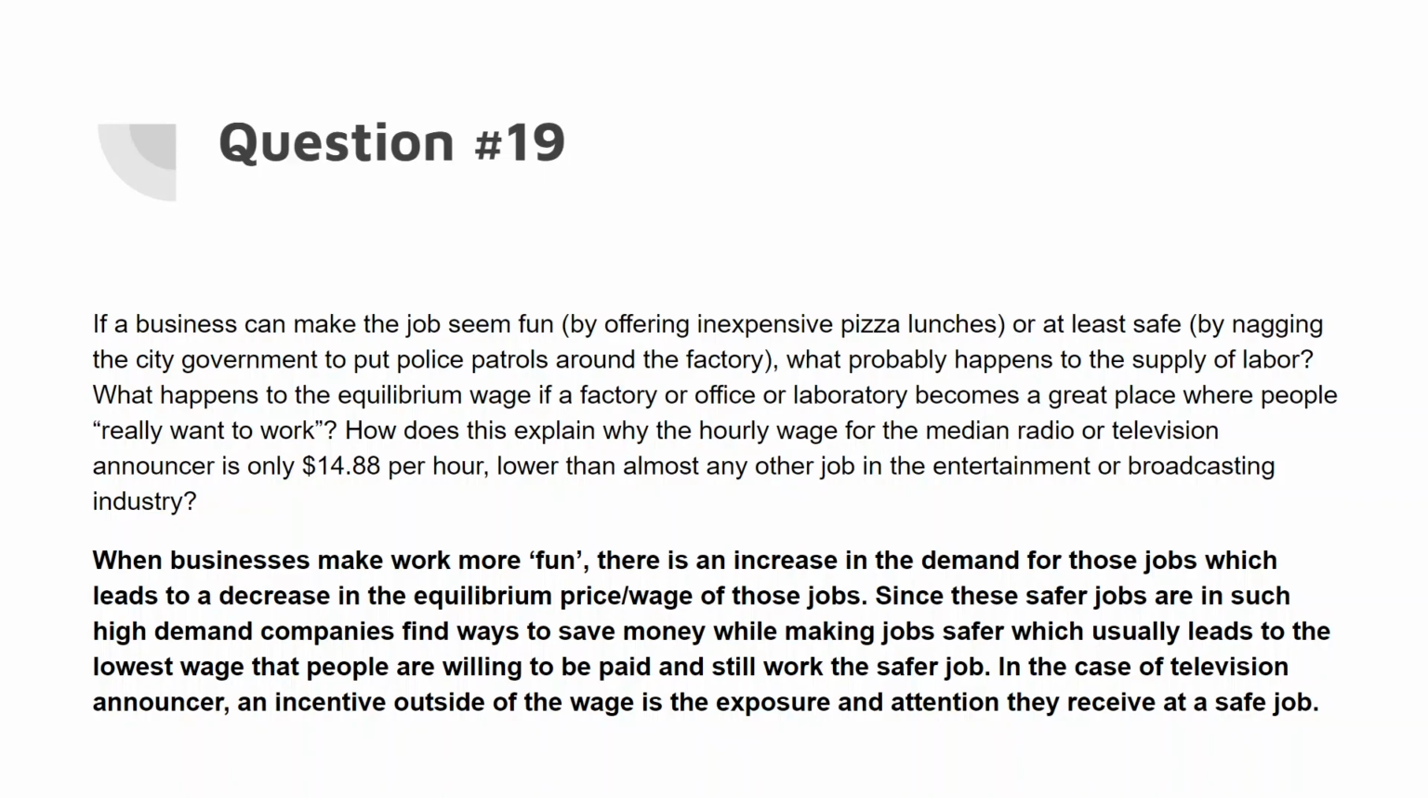which is an example with the median radio or television announcer only making $14.88 an hour because it's a very safe job, which means that there's a lot of high incentive for it, but the way that they make it more affordable is with the incentives of that attention, the potential fame that you get from that exposure.